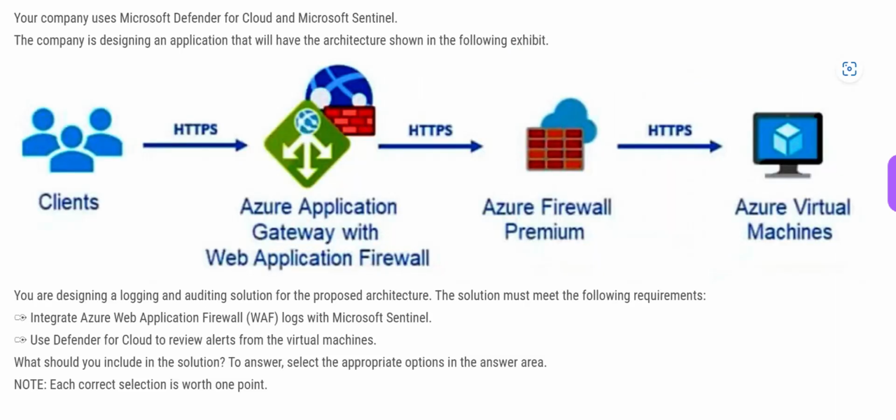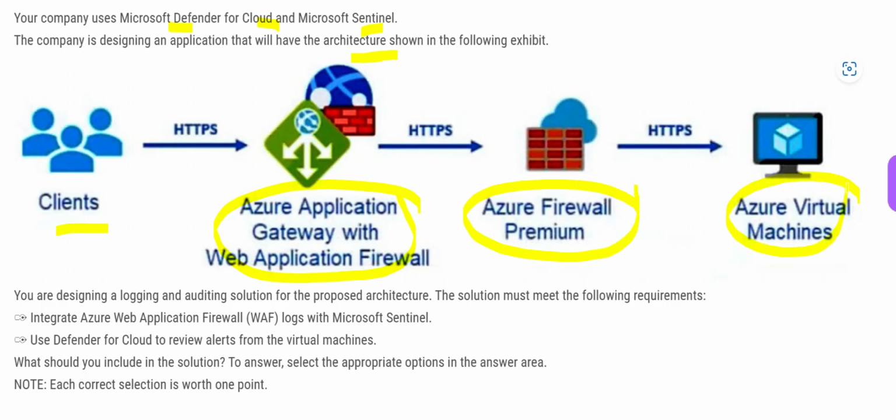So this is our first question. Let us understand this. Your company is using Defender for Cloud and Sentinel. Since we are into the security arena now, we will hear a lot about services like Defender and Sentinel, and this is the flow they have given. This is the architecture which shows the data flows from clients. Here they have a firewall, and a firewall premium here, and then virtual machines.